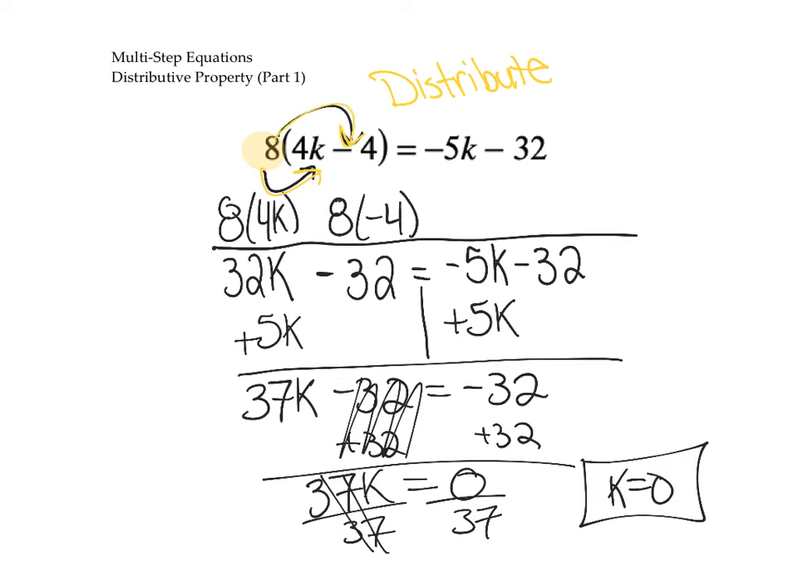So first things first, we distribute, we see if we need to combine any like terms, and then we can treat it just like we did multi-step equations last week. So again, once we get to here, this is where we picked up from last week. So if you want to rewind, try it again, you can try this one on your own.